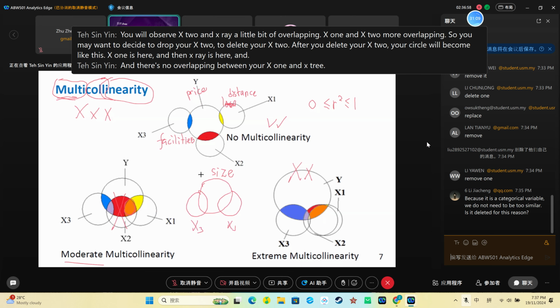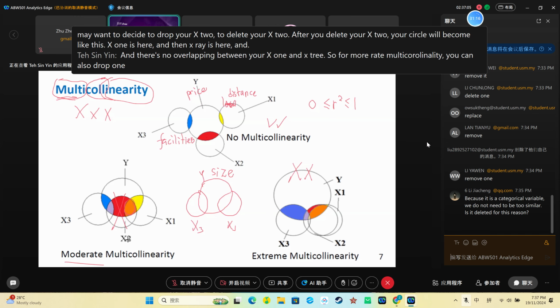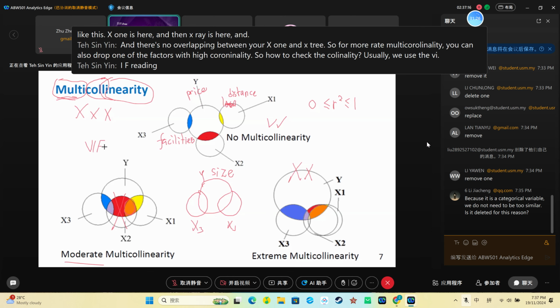So for moderate multi-collinearity, you can also drop one of the factors with high collinearity. So how do we check the collinearity? Usually we use the VIF reading, VIF.